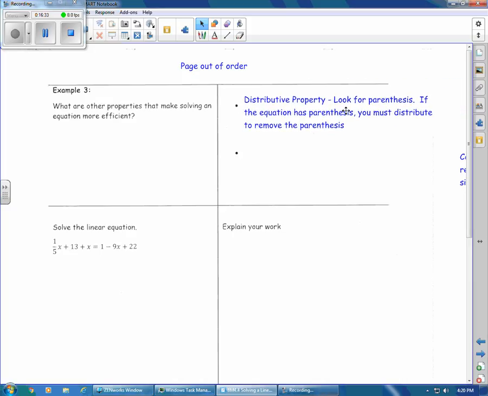Look for parentheses. If the equation has parentheses, you need to distribute whatever's on the outside of the parentheses to all the terms on the inside of the parentheses. And then you can continue with the problem.